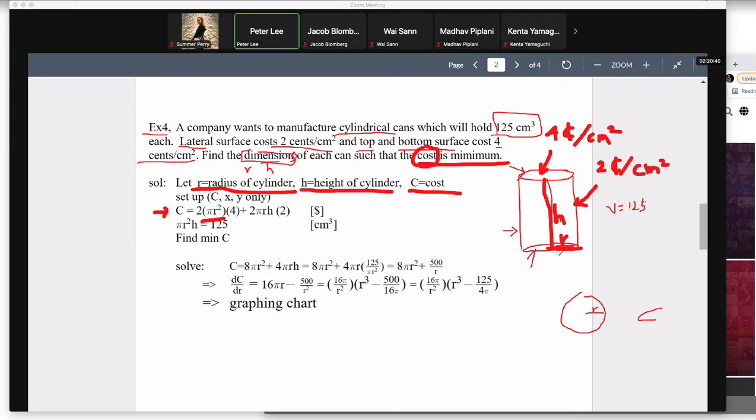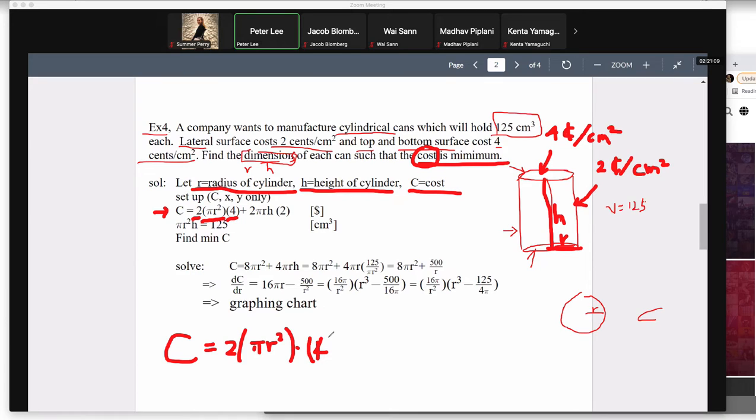But then the top and the bottom have the same cost. So why don't we multiply this by 2 to show the top and the bottom? So the area of the top and the bottom is 2 pi r squared. And then what is this for here? Oh, that's the cost per unit. So if you look at that, C is equal to 2 pi r squared, and then pi r squared, and then times 4.